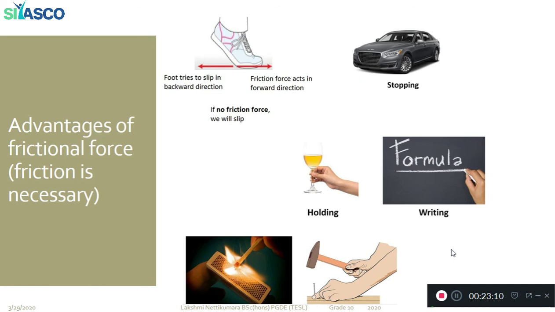Without friction we cannot walk because all of us will slip. We cannot stop moving objects if there is no friction. We cannot even hold anything. We cannot write on the board, or insert a nail. We cannot light a matchstick. For all of these we need friction. So friction is advantageous in certain situations.